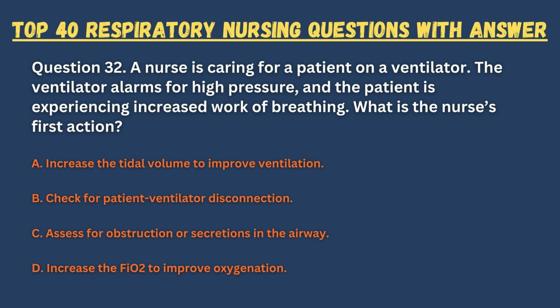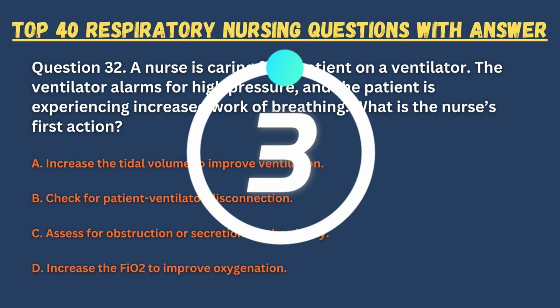Question 32. A nurse is caring for a patient on a ventilator. The ventilator alarms for high pressure, and the patient is experiencing increased work of breathing. What is the nurse's first action? A. Increase the tidal volume to improve ventilation. B. Check for patient ventilator disconnection. C. Assess for obstruction or secretions in the airway. D. Increase the VO2 to improve oxygenation.